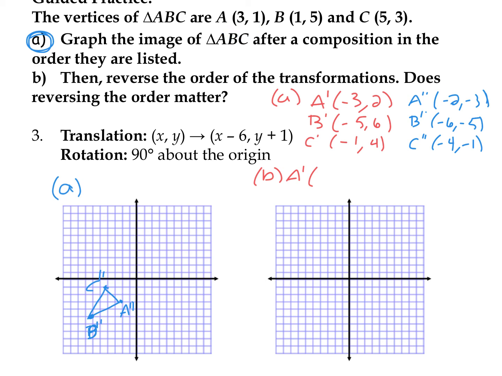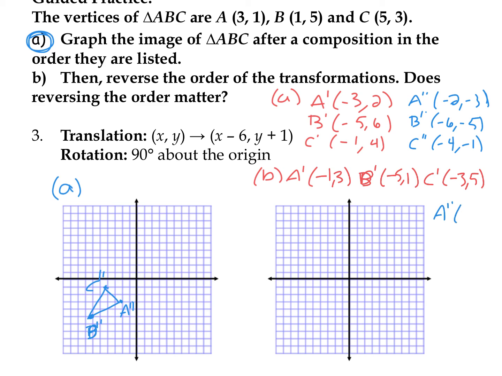So it's going to be -1, 3. Okay, so we have -1, 3. B prime will be at -5, 1, and C prime will be at -3, 5. And then I'll mark them down the side here. So A double prime. Now we're going to do the translation.